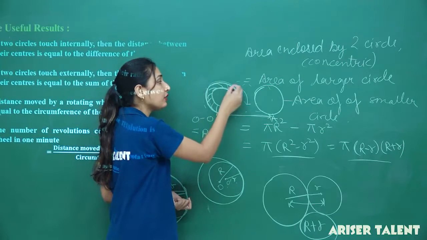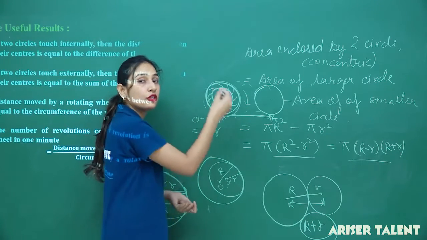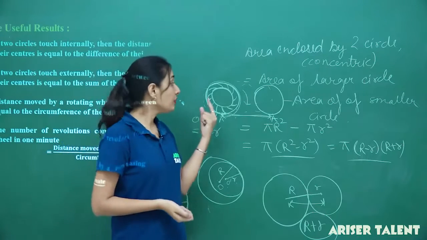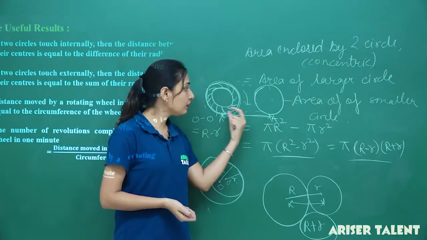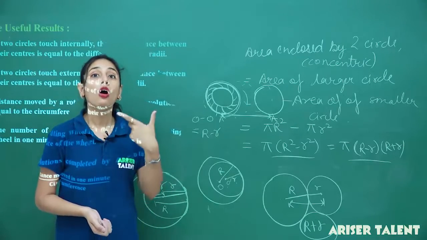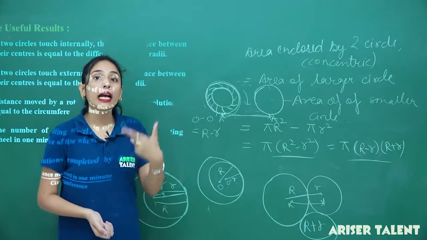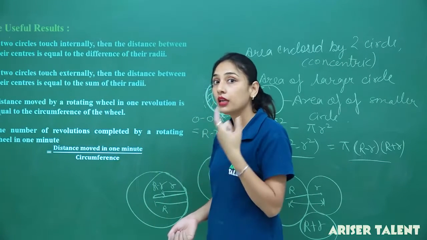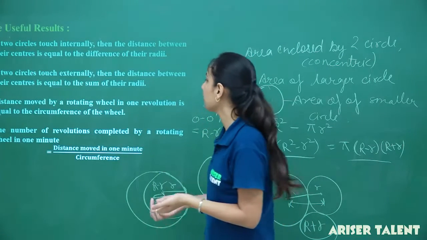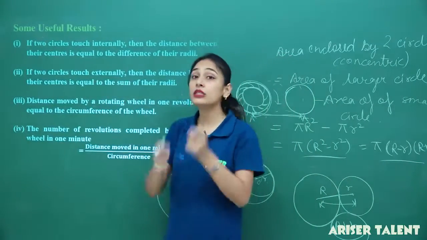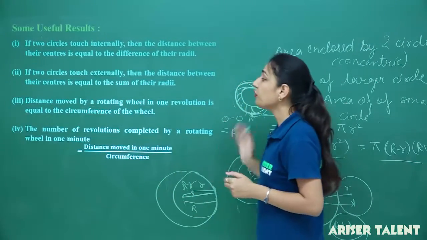Distance will be the complete revolution, and the revolution is what? 2 pi r. So basically the distance covered by the wheel in one revolution is equal to what? 2 pi r, the circumference of that wheel or that tire. Okay, so we are going to use this theory in questions. Distance moved by a rotating wheel in one revolution is equal to the circumference of the wheel.